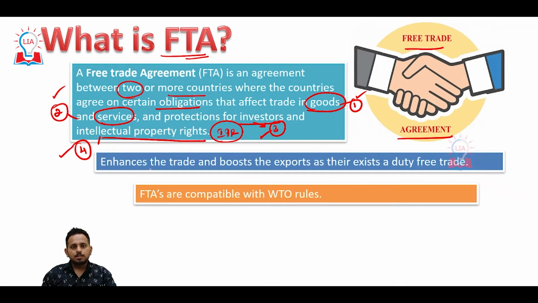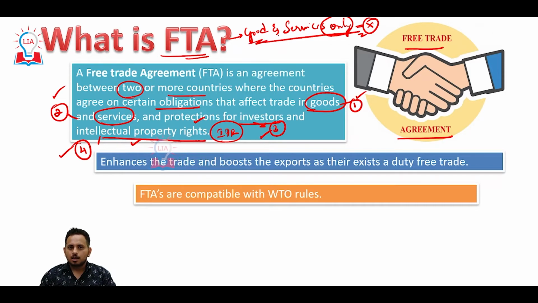In your prelims examination, you might be asked a question where FTA includes goods and services only. This can be a statement, and it is an extreme statement. It involves protection to investors and also intellectual property rights. So you can consider this statement as incorrect. This is how questions in preliminary examination are asked.